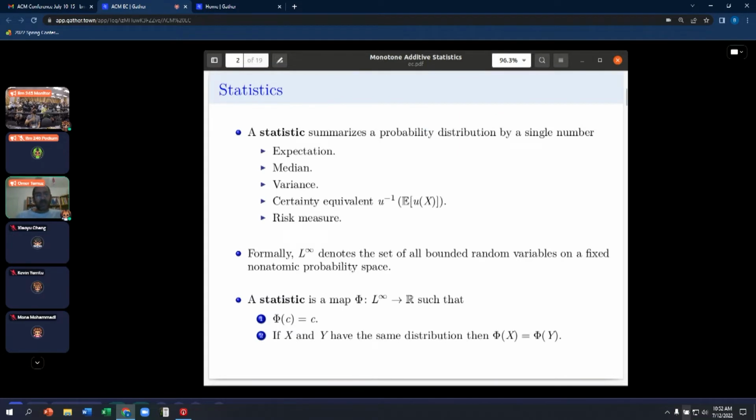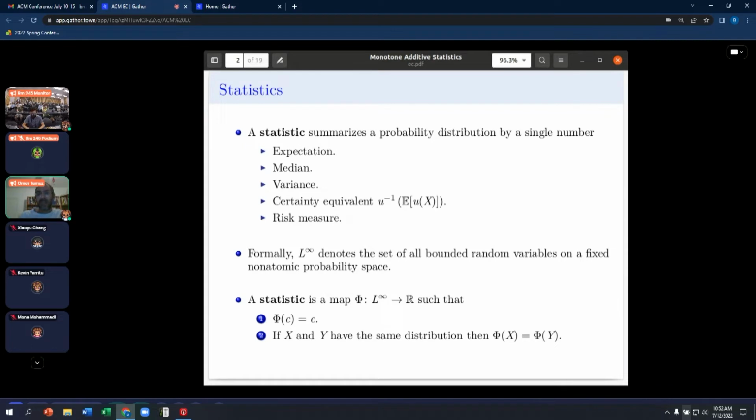So what's a statistic? I'm slightly misusing this word, but a statistic is some way of taking a distribution over the reals, a random variable, a distribution over numbers, and summarizing it by a single number. For example, the expectation is a statistic. It's something called a summary statistic. The median is another statistic. The variance is another statistic, right? So these are all ways of taking a distribution and assigning to it just one number.